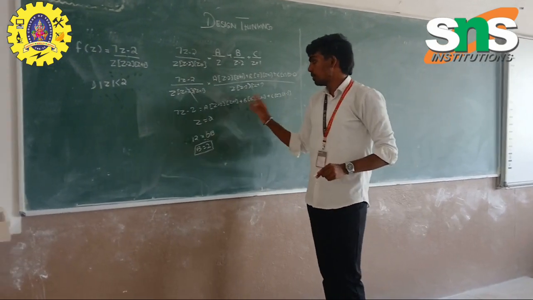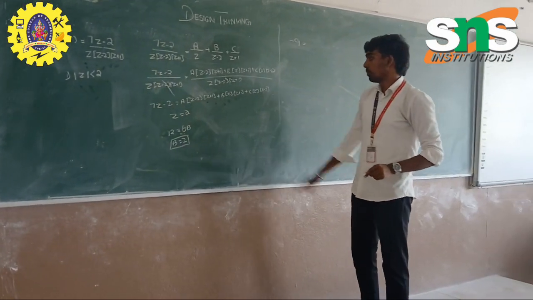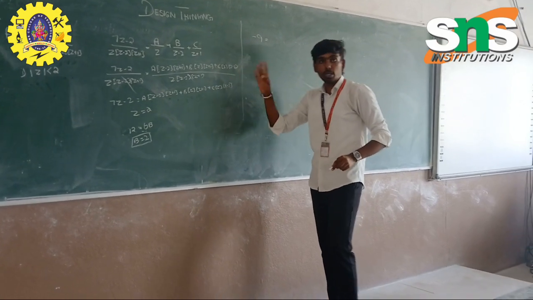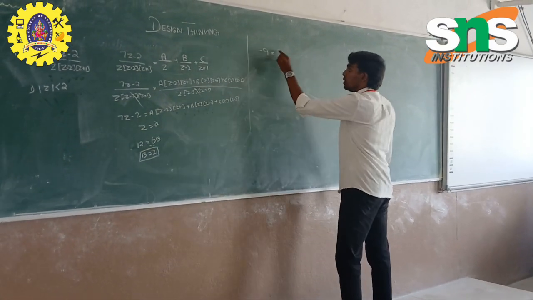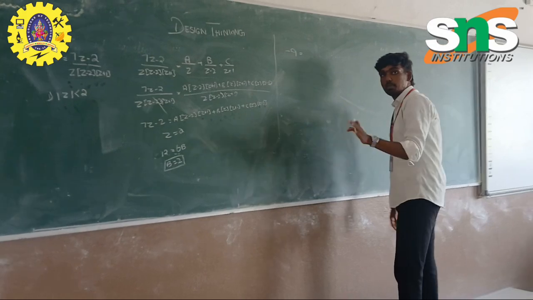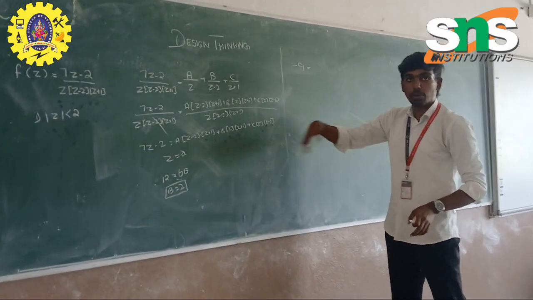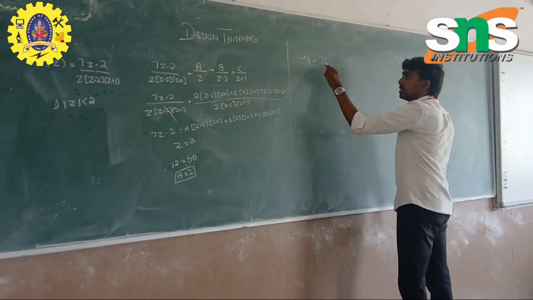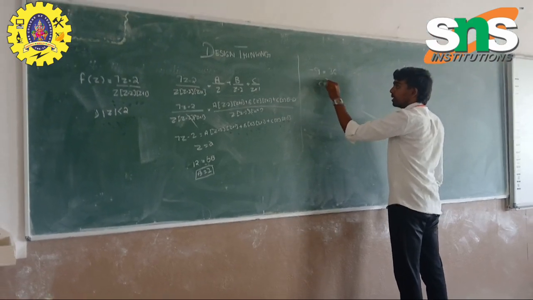So minus 1 plus 1 becomes 0, the a part totally becomes 0. Similarly, minus 1 plus 1 becomes 0, the b part becomes totally 0. So using the c part, minus 1 and minus 2 is minus 3. Minus 3 into minus 1 gives plus 3. That is 3c. So c is equal to minus 3.